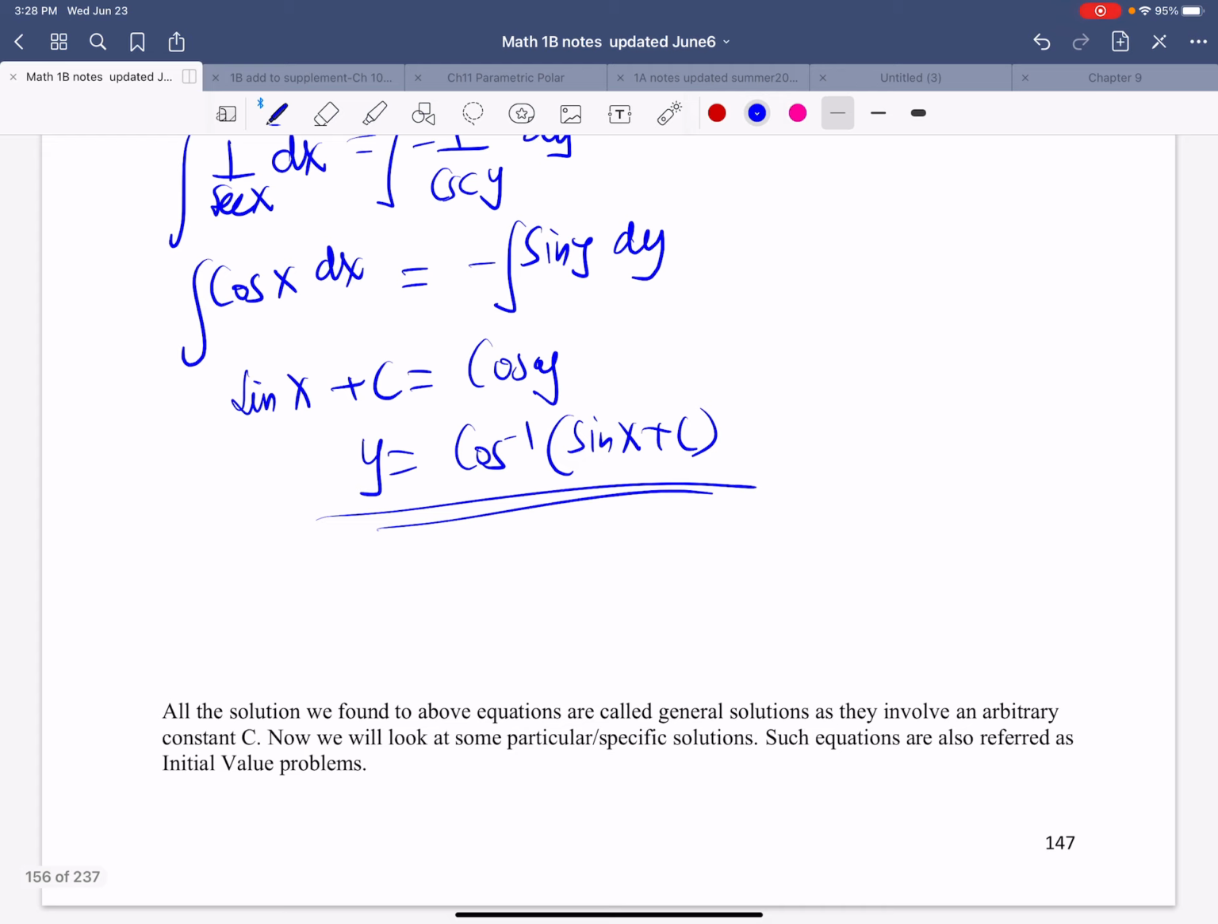Okay. All the solutions we saw so far did have a constant c in there. Now, all these were the general solutions of the differential equation. Now, we're going to look at the particular, specific solutions passing through a particular point. Such equations are also referred to as initial value problems. We saw them in Calculus 1. We didn't call them differential equations. We called them initial value problems.